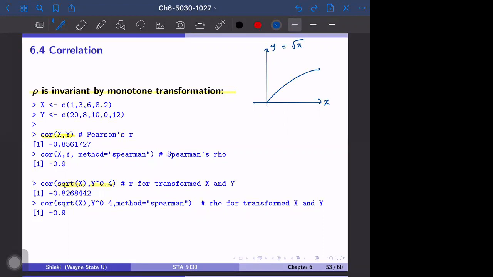But Pearson's correlation coefficient changes from negative 0.856 to negative 0.826. But Spearman's correlation, since we only think about order, doesn't change under monotone transformation. So this does not change, negative 0.9. So it's good. In mathematics, if some quantities are invariant, this is useful.